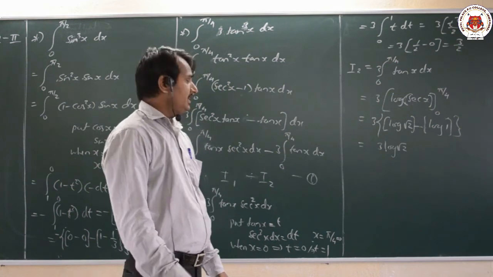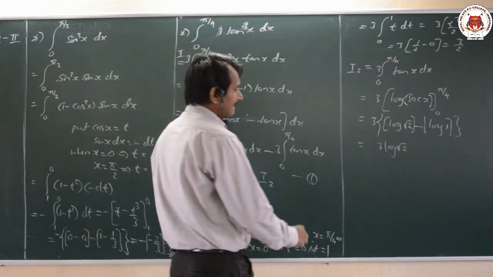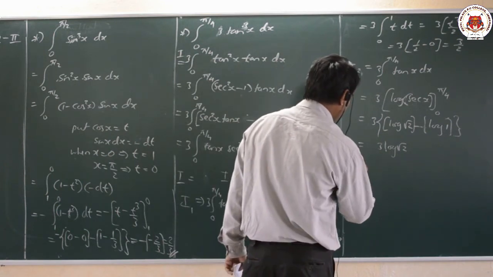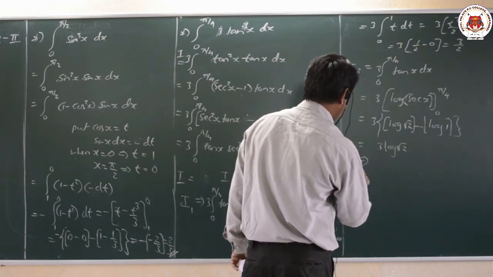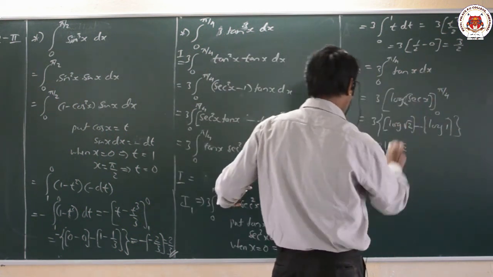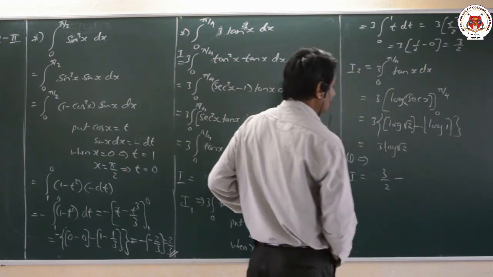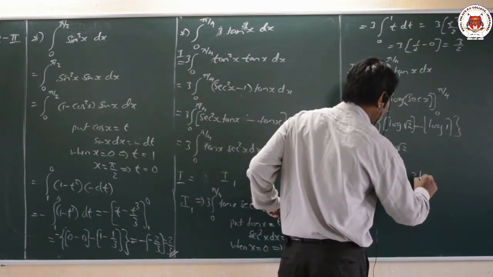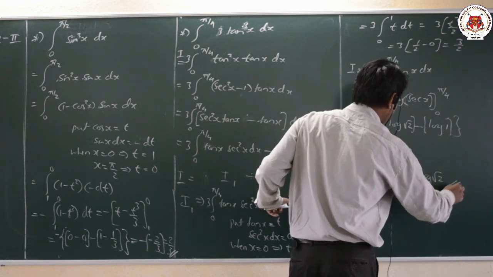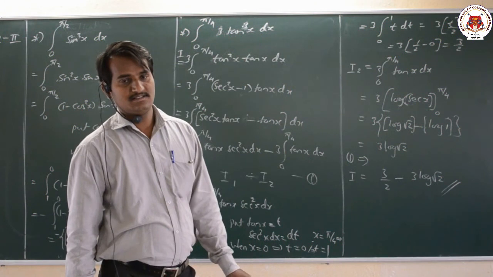Now, what is the remaining thing that we shall discuss? Here we have to observe that, at last, we will put it in equation 1. That implies I is equal to I1 answer, which is 3 by 2, minus I2. What is the I2 value? Dear students, I2 value is 3 into log root 2. So ultimately, that is nothing but our required answer.